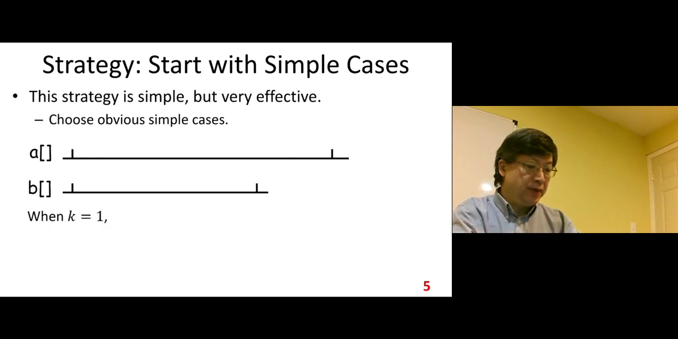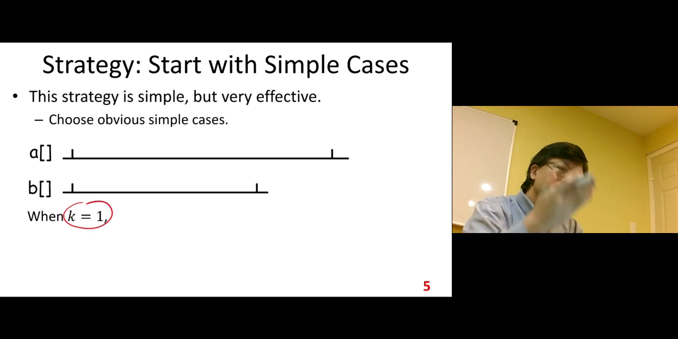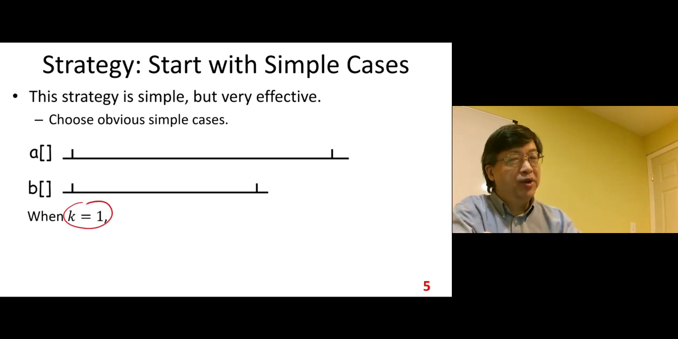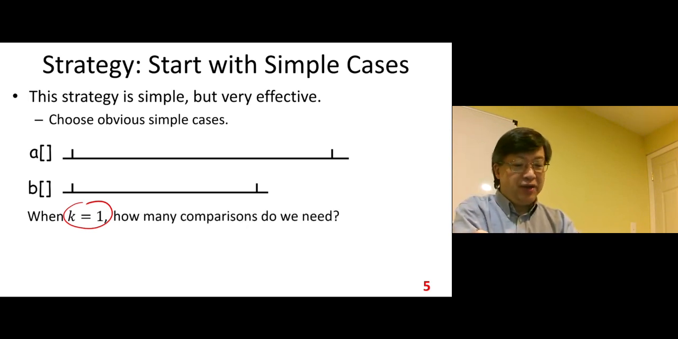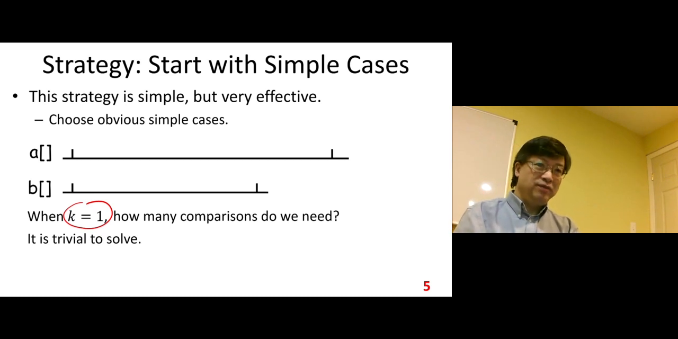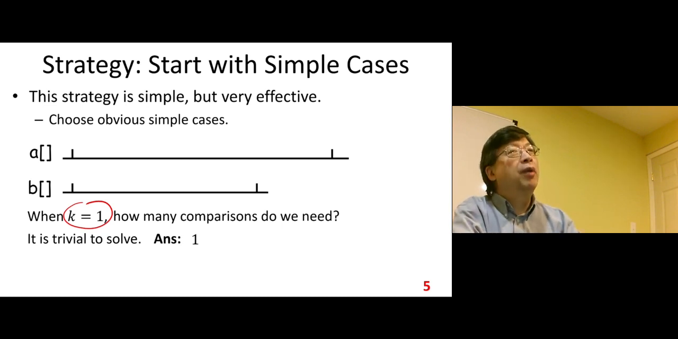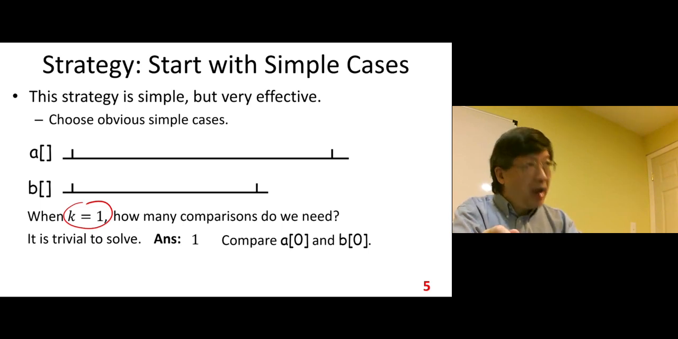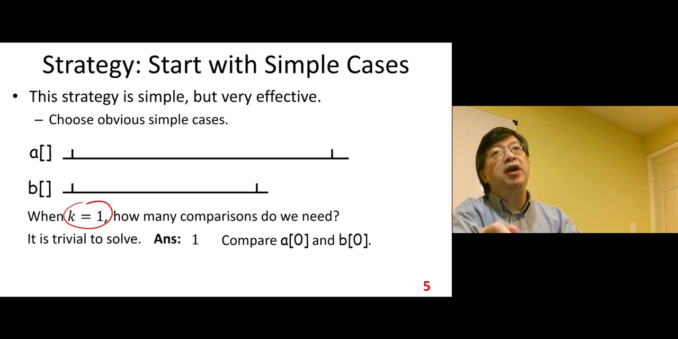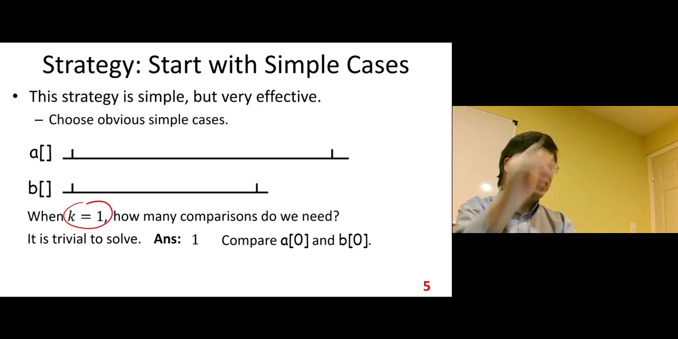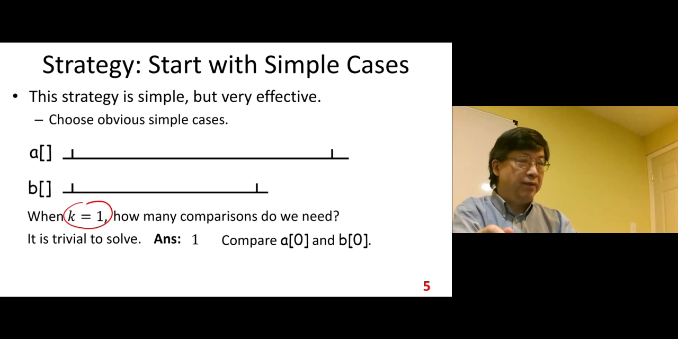Let's choose the easiest possible case first. What's that? k equals 1. Rank 1, the smallest element. That's the easiest. How to solve it? How many comparisons do we need for k equals 1? That's easy, trivial. The answer is 1, one comparison. You only need to compare the first element in the A array and the first element in the B array. The smaller one will be the solution.